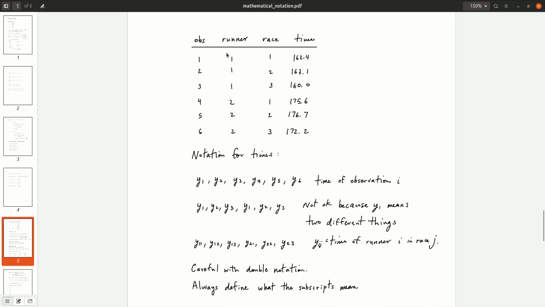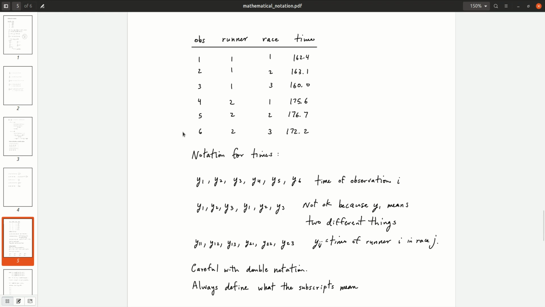This corresponds to a human being. Likewise, the race number corresponds to a specific race. So the first one might be Boston Marathon, the second one Chicago Marathon, and the third one London Marathon, for example. So in this data set, the first observation is a marathon time from runner 1 at race 1. And then the second one is runner 1 at race 2. The third one is runner 1 at race 3. And then the next 3 are from a different runner at the same 3 races.